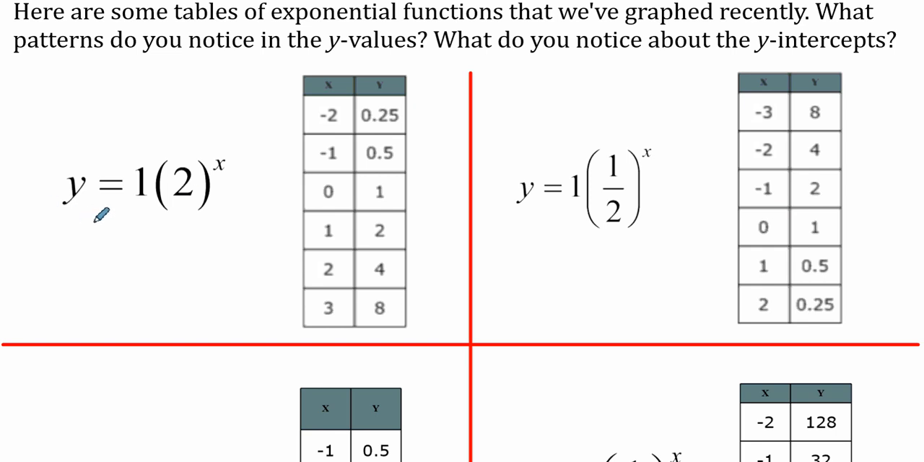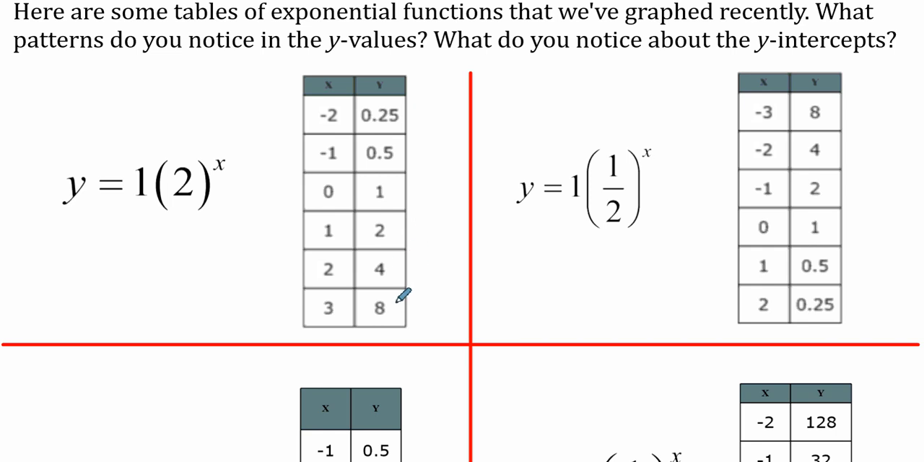We have our function y equals 1 times 2 to the power of x, and y equals 1 times 1/2 to the power of x. So our first function, we can see 1 times 2 to the power of x. Here are the inputs, here are the outputs. And we can clearly see as we go from output to output, so every increase of 1 for x, the outputs have a common multiplier of 2.